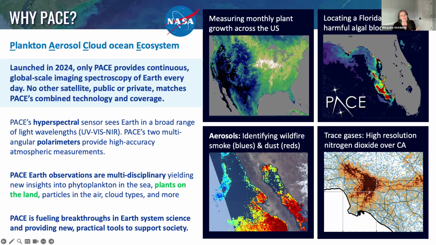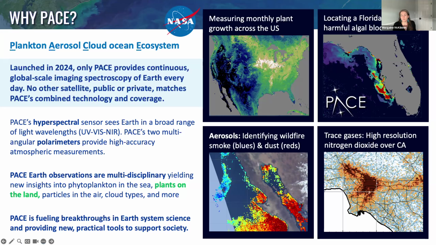Our data is giving new insights on phytoplankton in the sea, plants on the land, particles in the air, cloud types, and a lot more. There are a couple of cool examples on the right side of the slide, such as measuring monthly net primary productivity across the US with a spectral approach. It's a new approach that has fewer assumptions than previous methods do. So we're looking at how we can calculate net primary productivity in new and perhaps more accurate ways.